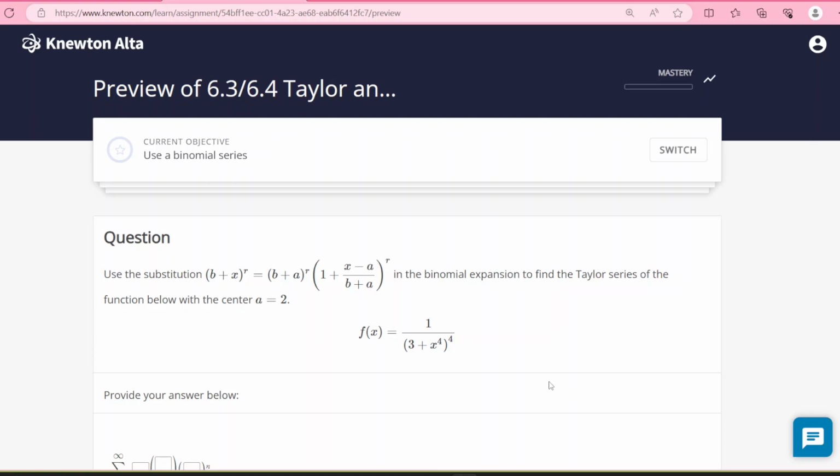And you can work through the entire assignment with this more instruction each and every time. All right. So as I said, the only objective we're working on here in this video is use a binomial series. Before I get to this question here, I am going to explain the binomial series.